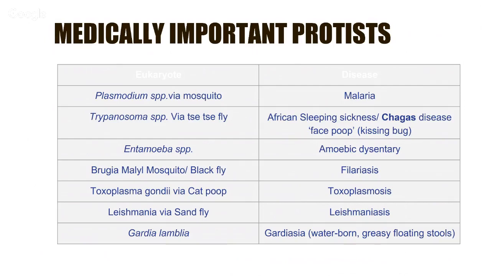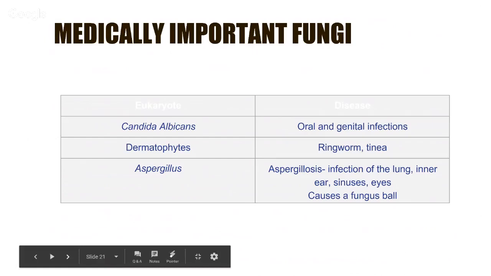The important ones which often come up are malaria and filariasis, which is basically the blocking of your lymph nodes. This may cause elephantiasis, which is the severe swelling of one of your extremities. And just going on, these are a few fungi which may cause oral and genital infections, and you would not see them in usual circumstances.